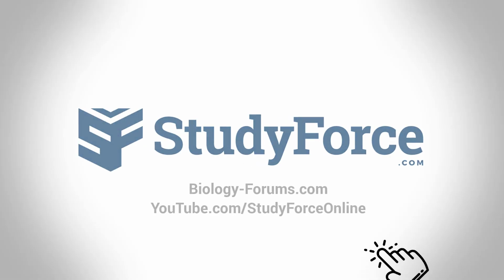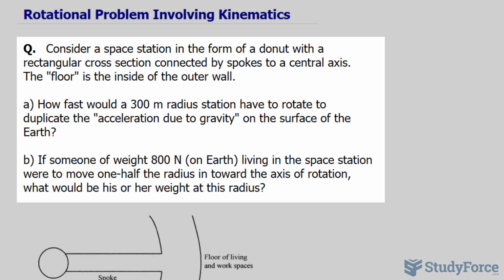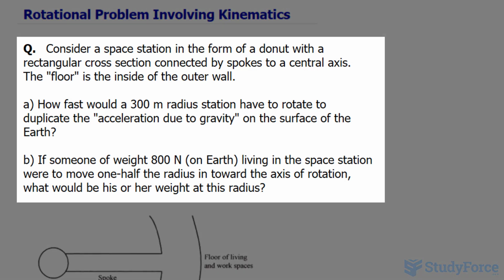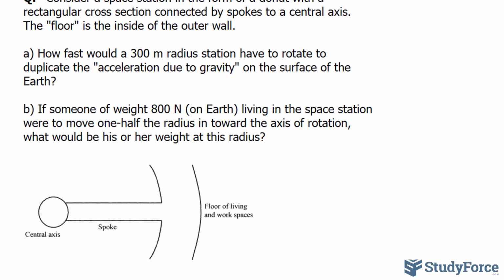In this lesson, I'll show you how to solve a rotational problem involving kinematics. The question reads, consider a space station in the form of a donut with a rectangular cross-section connected by spokes to a central axis. The floor is the inside of the outer wall.